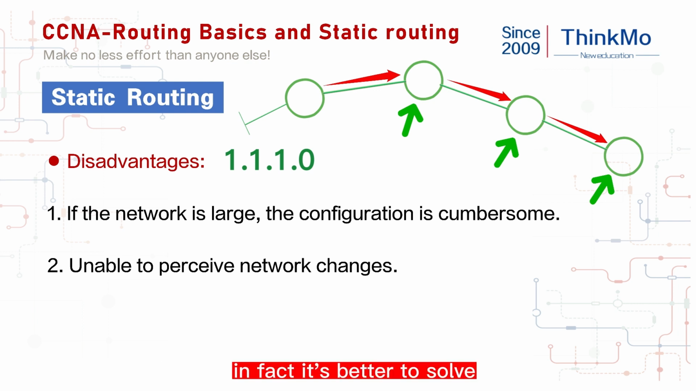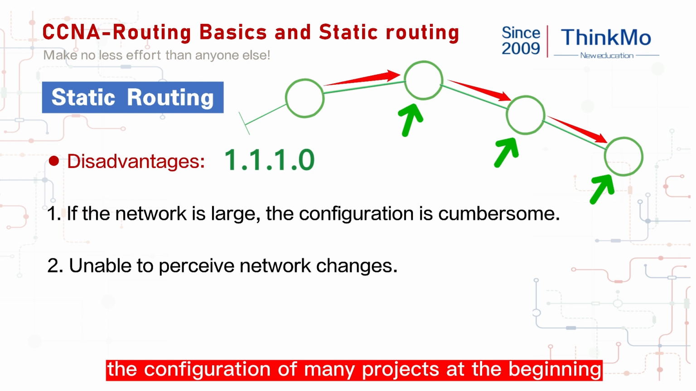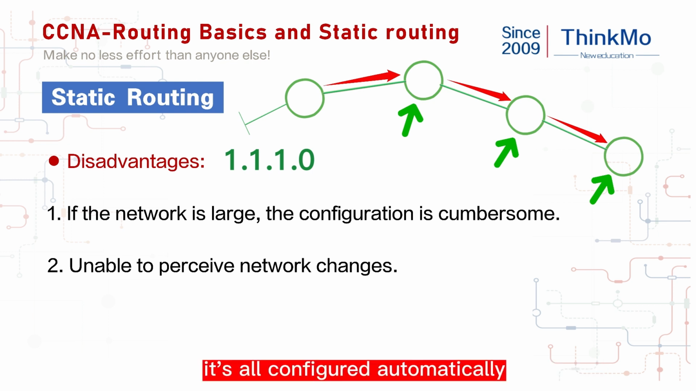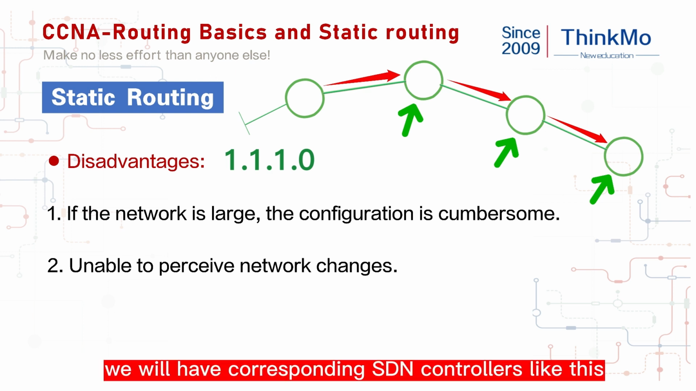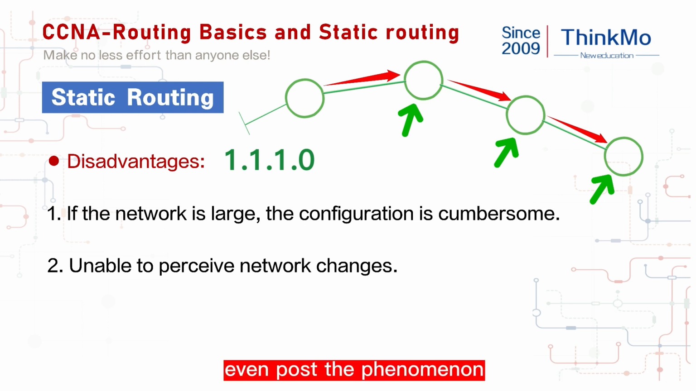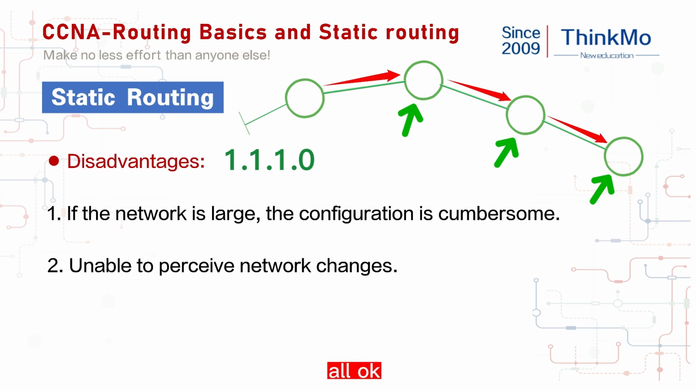In fact, it's better to solve. Because now for the project, actually, the configuration of many projects at the beginning is all configured automatically, from our templates, and we change it inside. Including what we'll talk about shortly, we will have corresponding SDN controllers like this. We can send configuration to downstream devices, and even post-check the phenomenon. All okay.